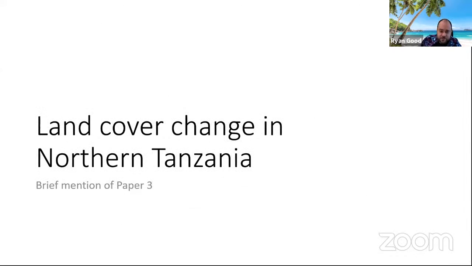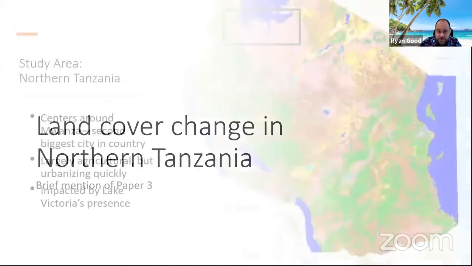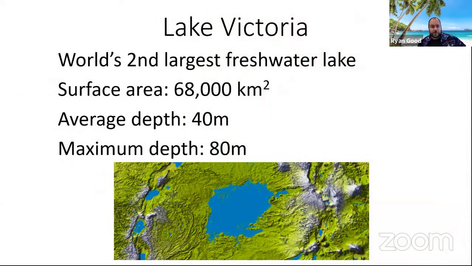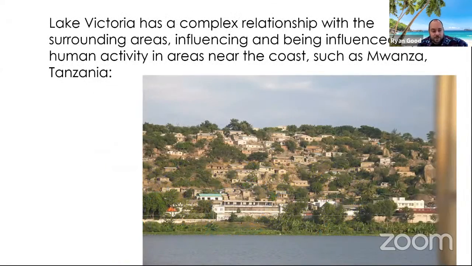The third paper of my dissertation, I'm not going to talk about really much at all because I'm out of time, but it is looking at land cover change in northern Tanzania near the coast of Lake Victoria. It's marked on the map here where it's looking. Lake Victoria, if you don't know, is the world's second largest freshwater lake and is a significant force acting on all three countries bordering it. It has a complex relationship with areas, particularly those near the coast.